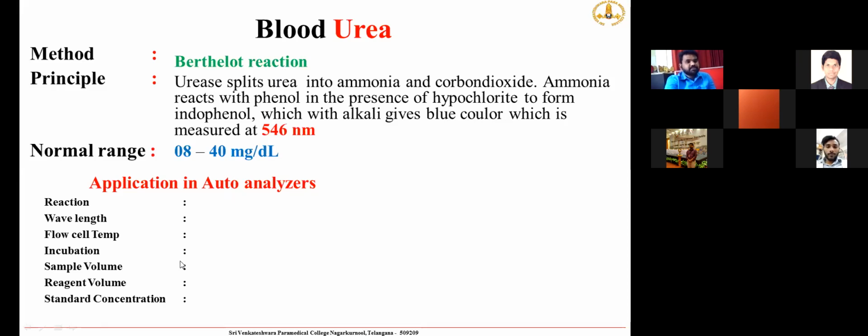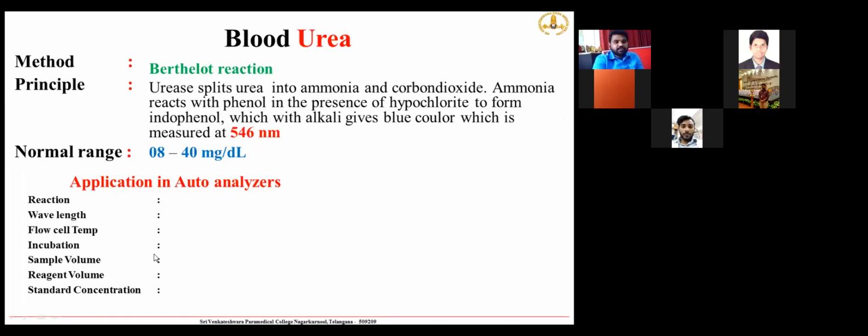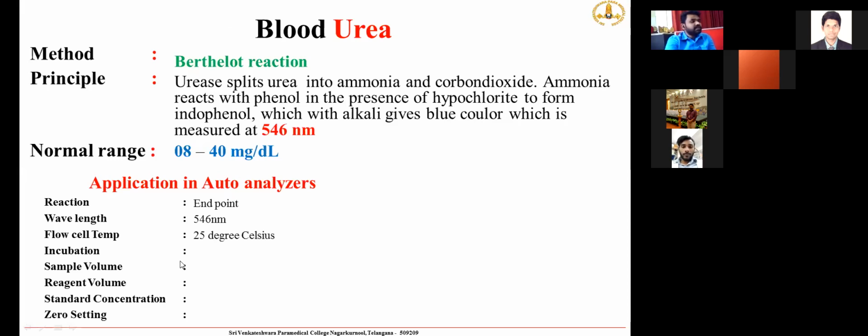I'm showing you here the different types of parameters, the different types of changes we have to apply in the autoanalyzer to perform this blood urea test. So here the reaction we have to select as an endpoint reaction, and the wavelength you have to keep as 546 nanometers, and the flow cell temperature should be around 25 degrees Celsius.